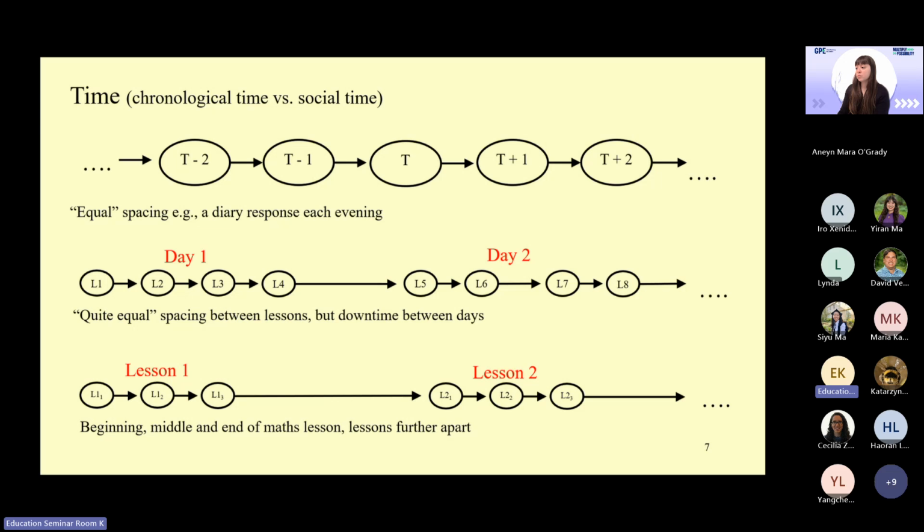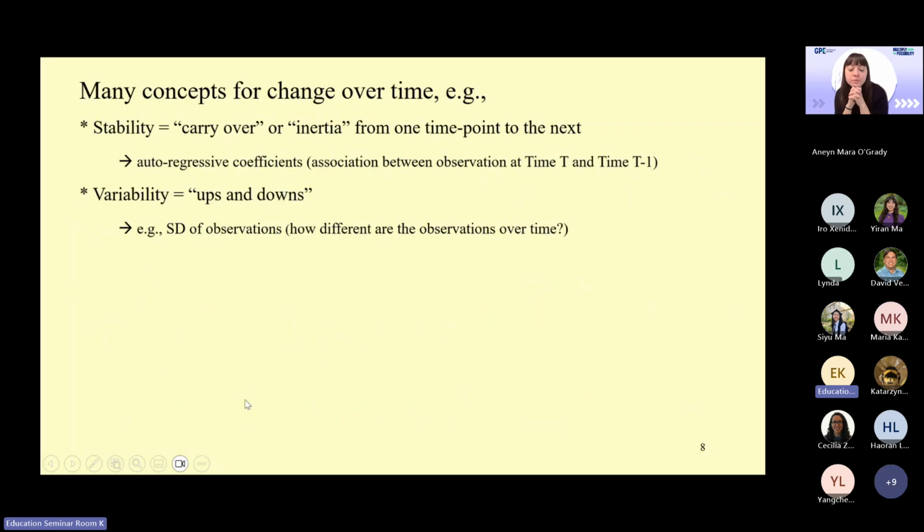So if we think of time points as discrete time points that happen one after another, we could think of these as rank ordered time points. And here we have the chronological time in kind of equally spaced units, and then we have social time. Does that make sense? Yeah.